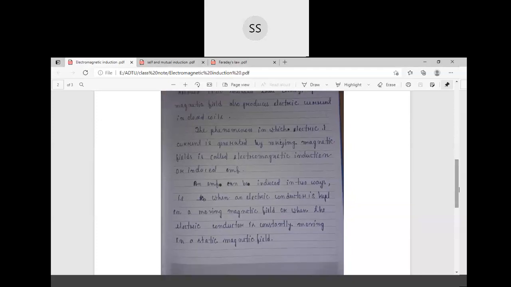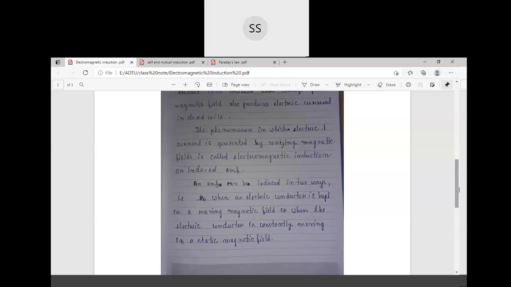Okay, the phenomenon in which electric current is generated by a varying magnetic field is called electromagnetic induction or induced EMF. So electromagnetic induction is also known as induced EMF. In this phenomenon, current is generated by a moving magnetic field.